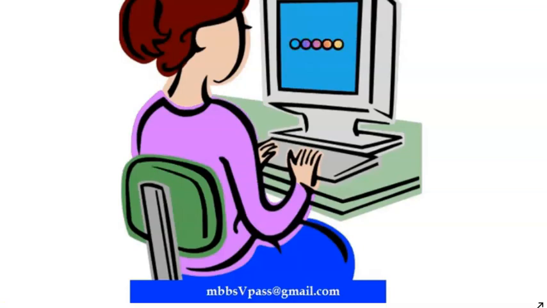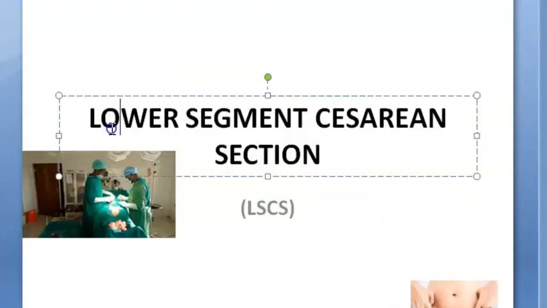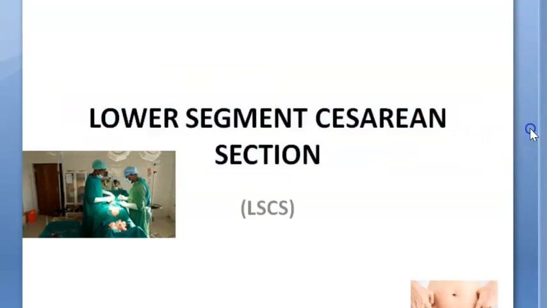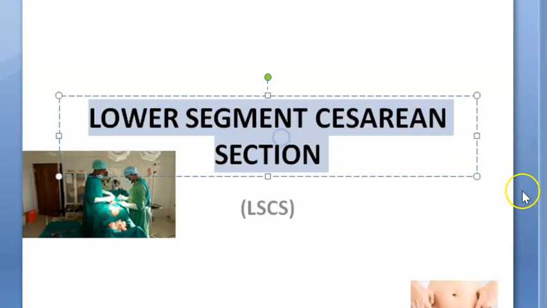Hygiene. So that's it, guys. We have looked at post-operative care for lower segment cesarean section. This completes cesarean and lower segment cesarean section videos.